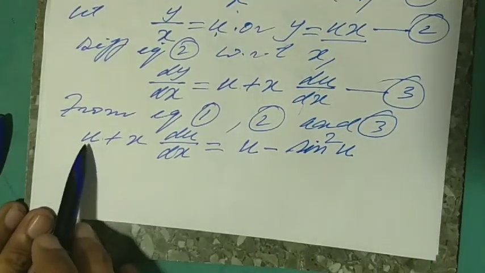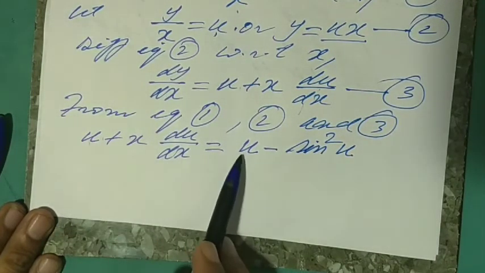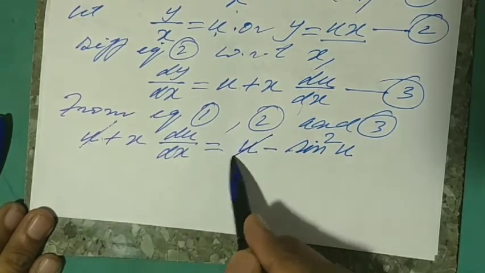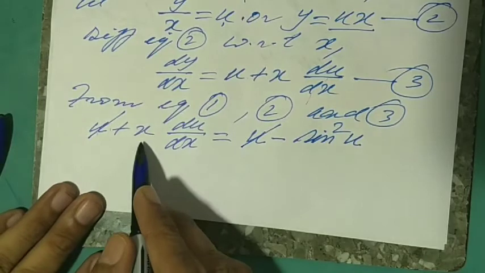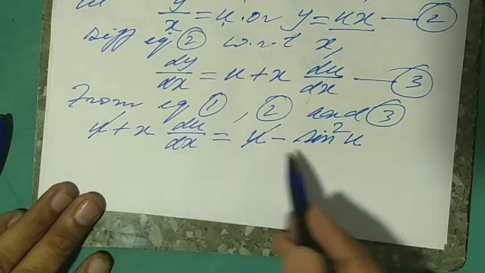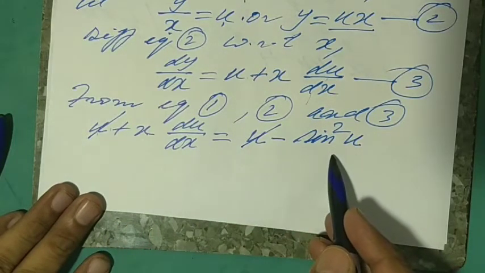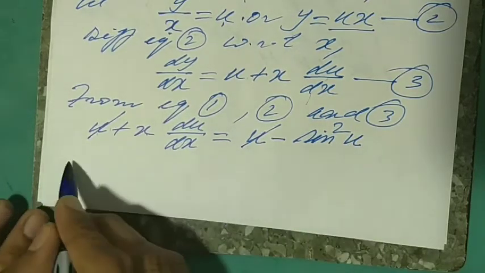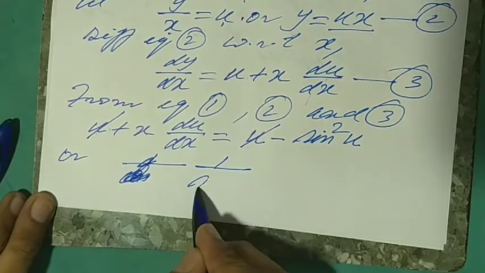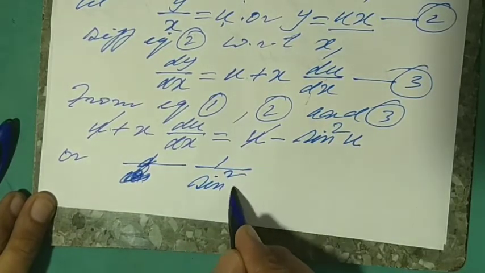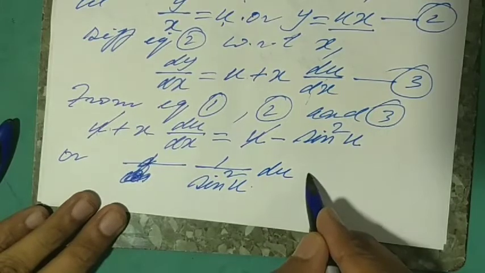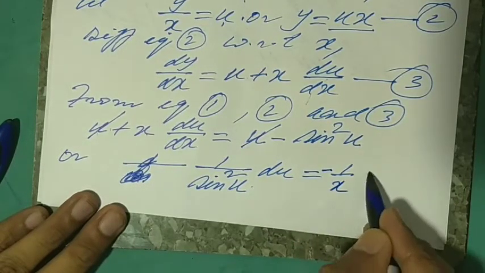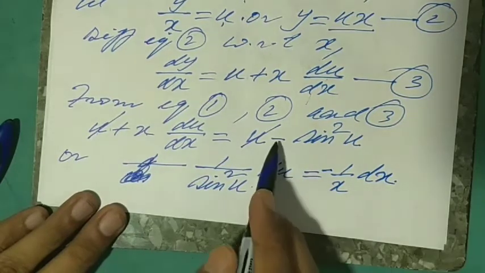Now if we transpose this u to the right hand side, it will cancel this u, because after transposition it becomes minus u. So these two u's cancel each other. Now on the left hand side we are left with x du upon dx, and on the right hand side minus sine square u. So transposing sine square u to the left hand side and x dx to the right hand side, we get 1 upon sine square u du is equal to minus 1 upon x dx, because minus was there.